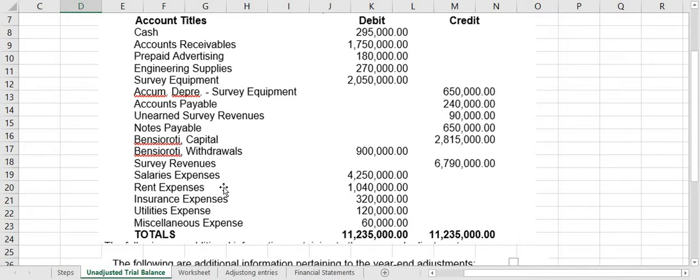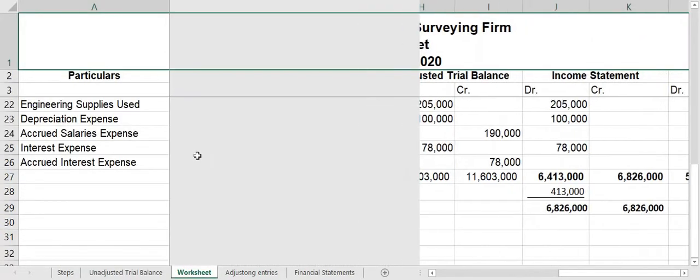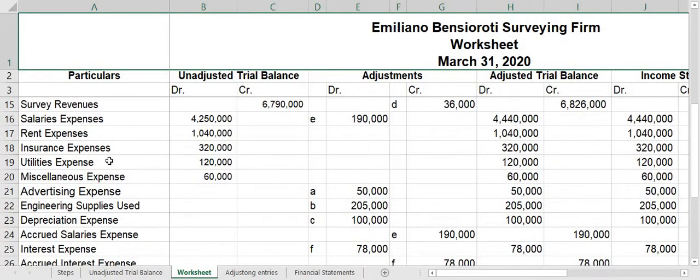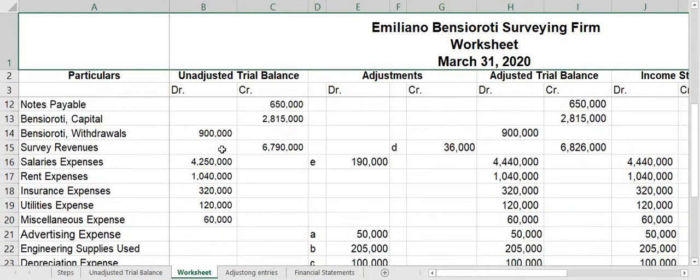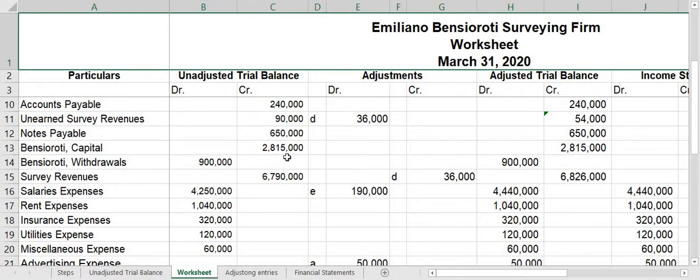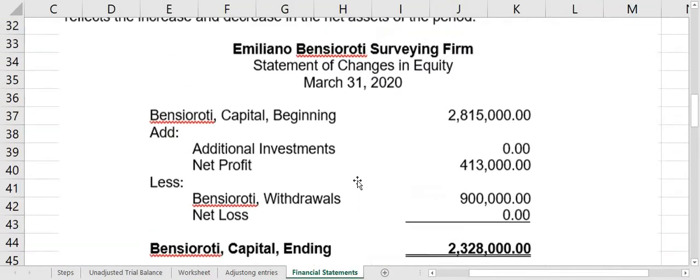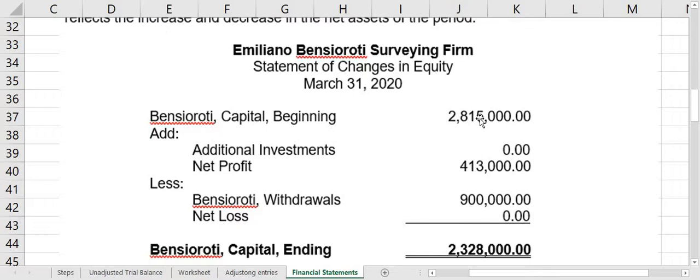So, yung unadjusted trial balance ng Bensurati Capital is 2,815,000. Ito rin yung tinransfer natin dito sa ating worksheet na unadjusted balance ng Bensurati Capital. That's 2,815,000. So, sa ating statement of changes in equity, ito yung beginning balance natin.